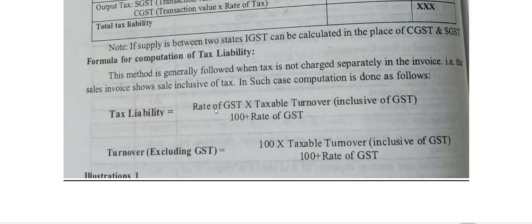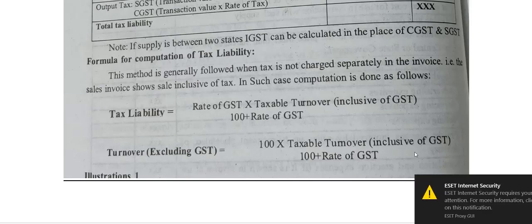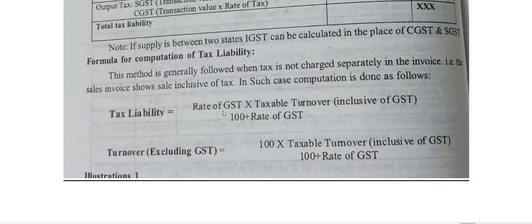For example, I have told you 118 rupees. You will take that 118 rupees and then you will multiply that by rate of GST 18, and then you have to divide by 100 plus 18, 118. Once again let me repeat. Taxable turnover, that is selling price which is inclusive of GST or any other amount which is inclusive of GST. Take that amount 118, multiply that by rate of GST 18. Now you have to divide this by 100 plus 18.